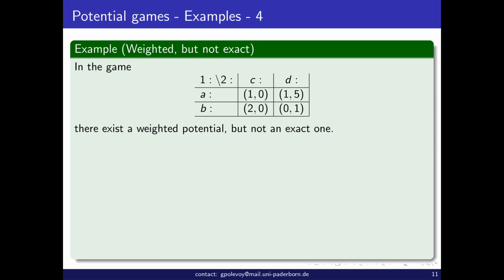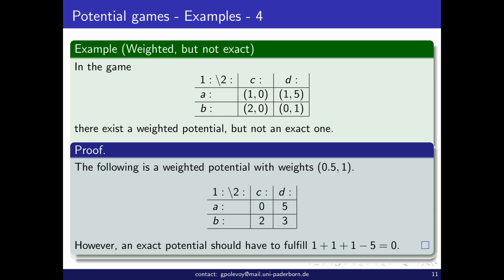Now, even stronger. There is a game here which we will show is a weighted potential game, but it's not an exact potential game. So there is no exact potential. The players are not equal in their influence on the potential. They need weights. Again, the example just shows that there is a weighted potential.